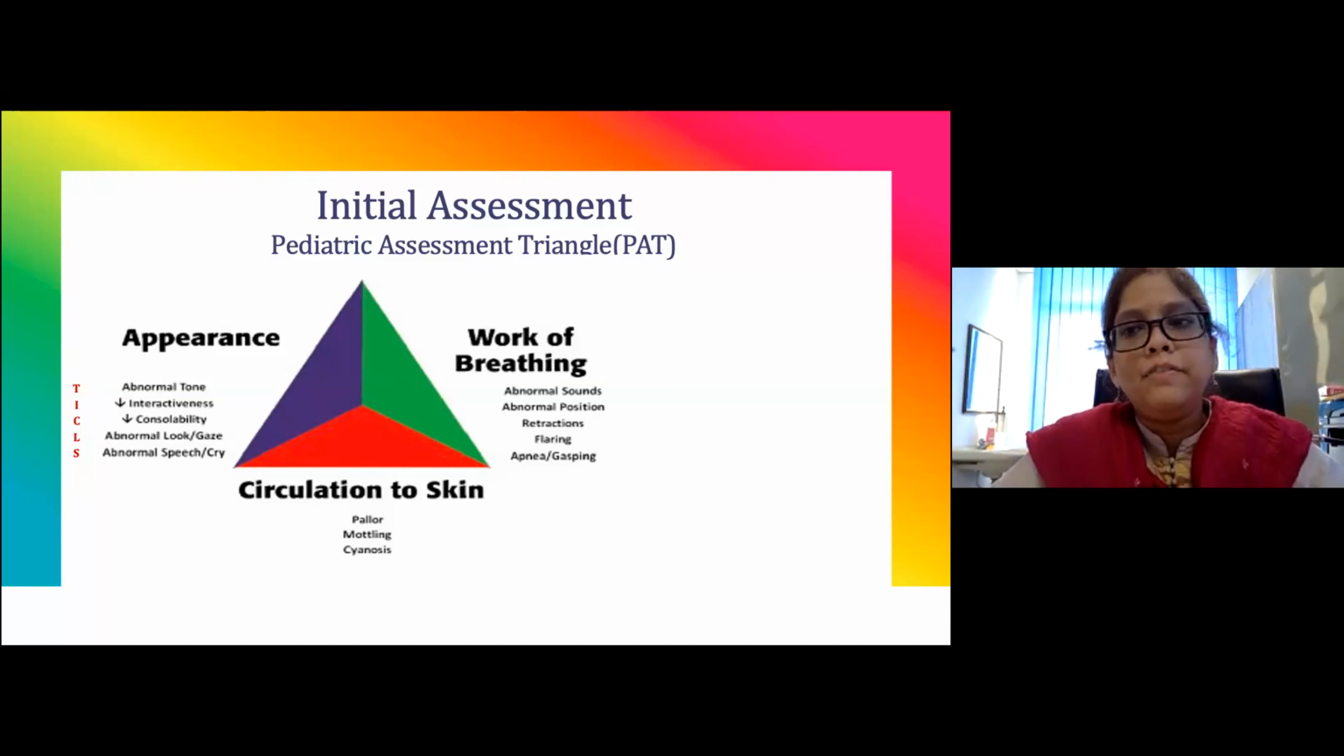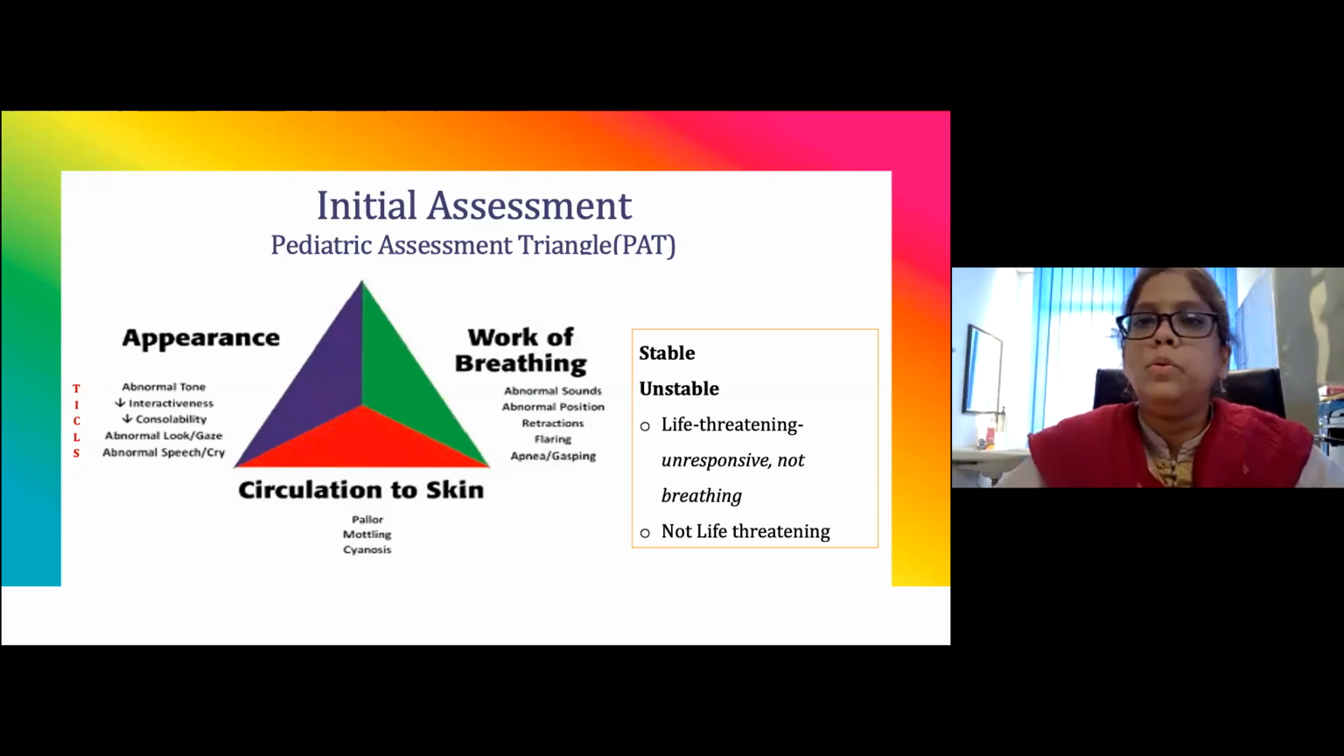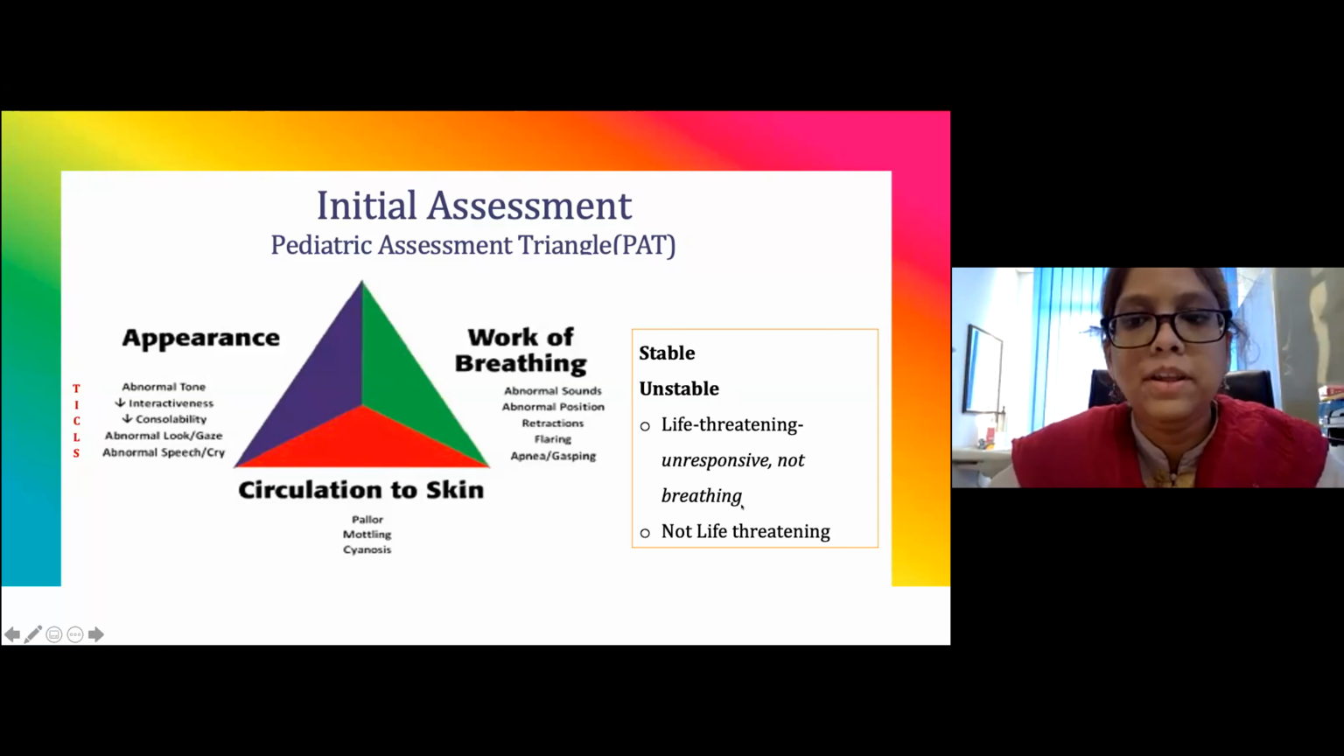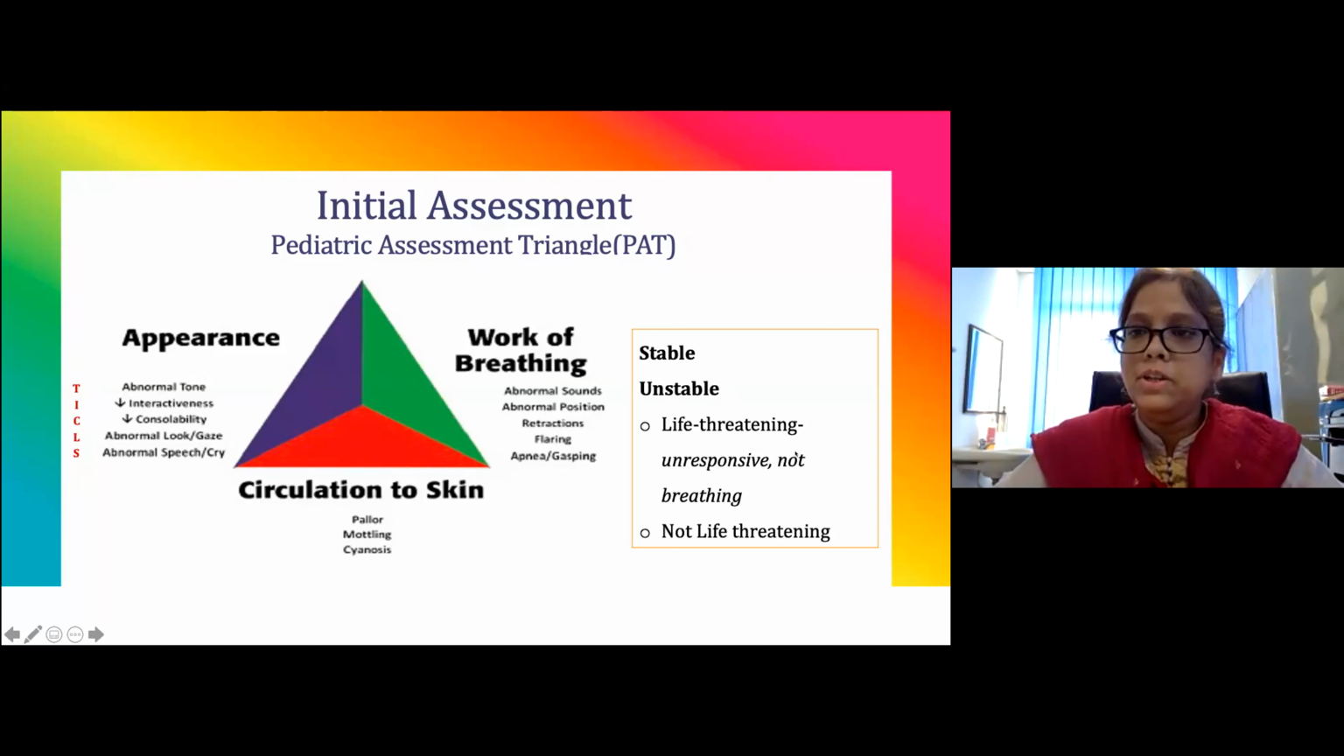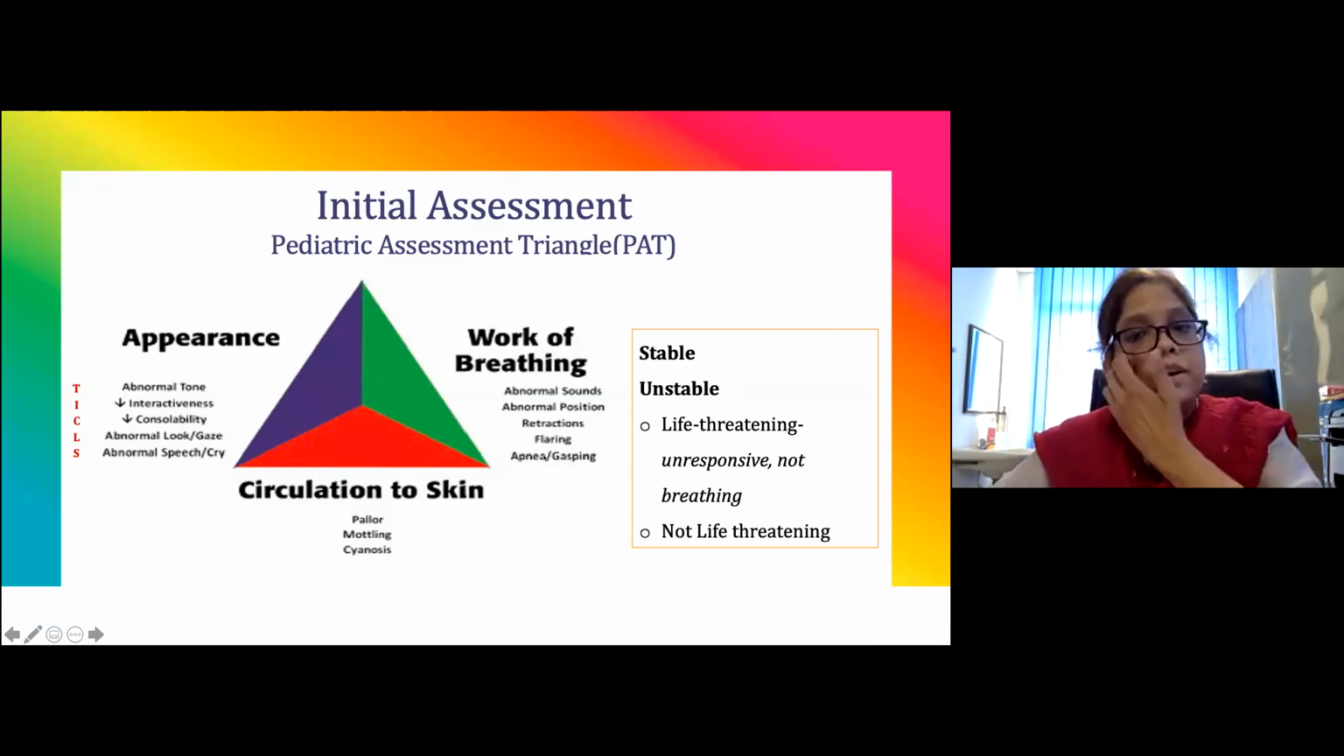So after the initial assessment, you can categorize the child into stable when all the three are normal, or unstable. In unstable, it can be life-threatening or not life-threatening. Life-threatening means he is unresponsive and not breathing, and he requires immediate attention in the form of cardiopulmonary resuscitation. And not life-threatening means any one of these abnormal and he requires further evaluation.